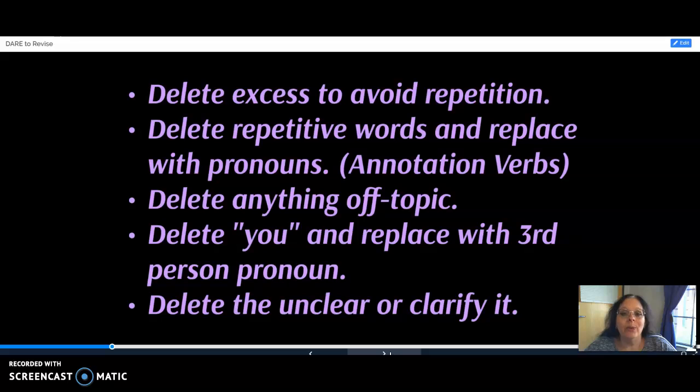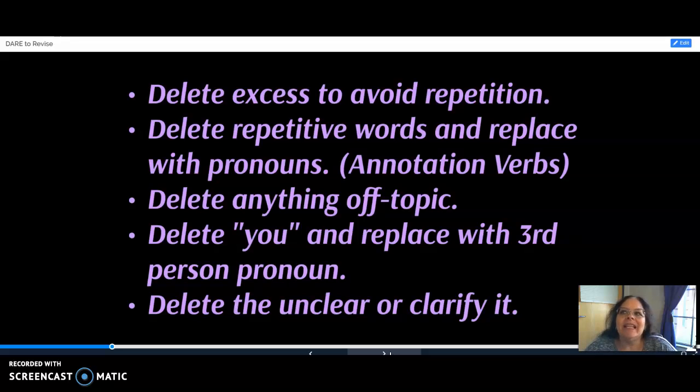Also, any "you" you don't want to put in your paper, because that puts your reader, or specifically your instructor, in your paper. You don't want them in your paper. So use third-person pronouns. Sometimes you're allowed the I and first person, but those are only on personal papers, so make sure you do know what your instructor wants.